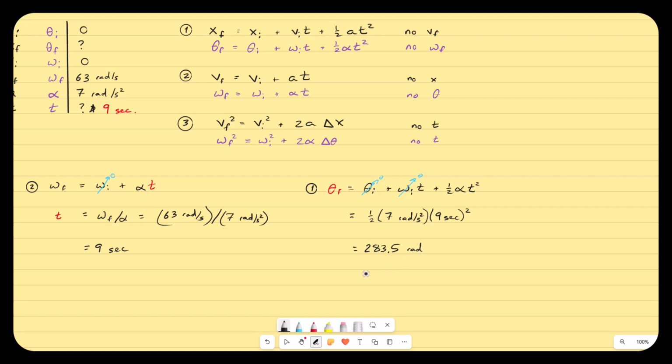Well, 2 pi radians is 1 circle, 2 pi is a little over 6, so this is making a lot of full rotations. If I want to figure out just how many rotations, I might say I'm going to multiply this by 1 rotation over 2 pi radians. And what I find is that I have 45.1 rotations.